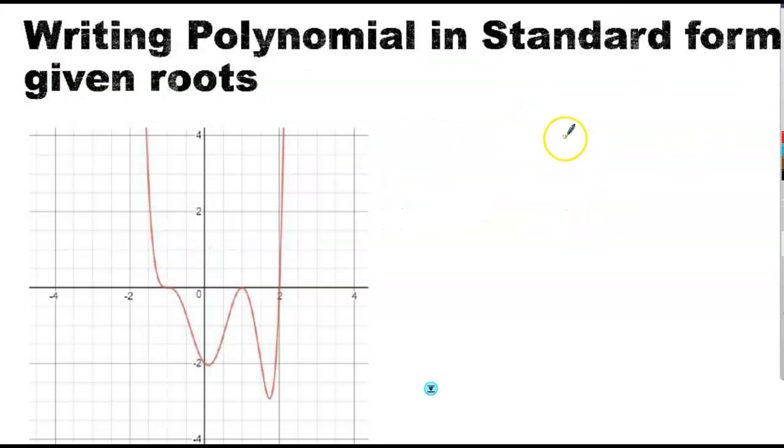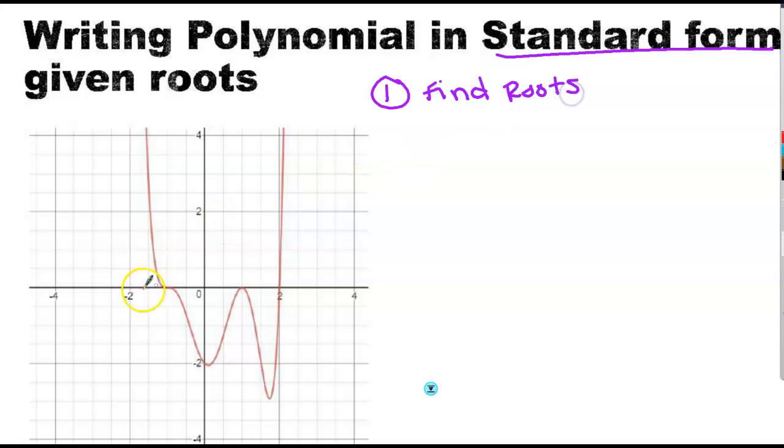What we're about to do next is write the polynomial in standard form. Standard form just means literally write it in order from the highest exponent all the way down to the lowest exponent. So I'm going to give you some steps and then we're going to do it. First step is to find the roots. So we already did that. We have x equals -1, x equals 1, and x equals 2.